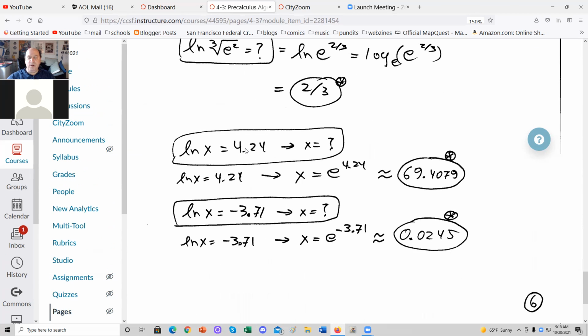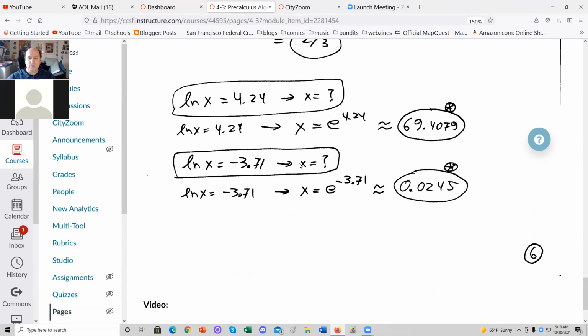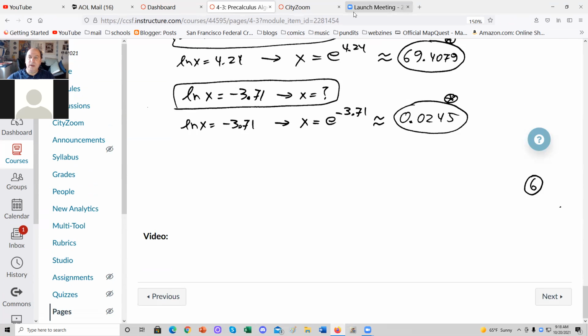ln of x is 4.24 for what value of x? Well, if ln is 4.24, then transposing, you get an exponential base e. So x is e to the 4.24, which the calculator will tell you is about 69.4079. Natural log of x is negative 3.71. What's x? Well, you transpose the log, get an exponential base e. x is e to the negative 3.71, approximately 0.0245. All right.